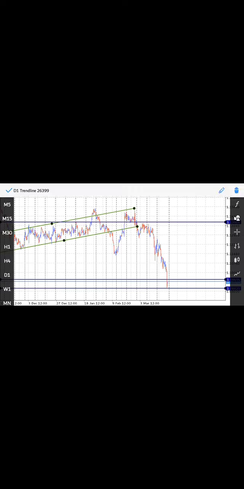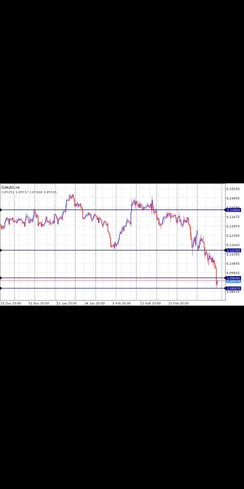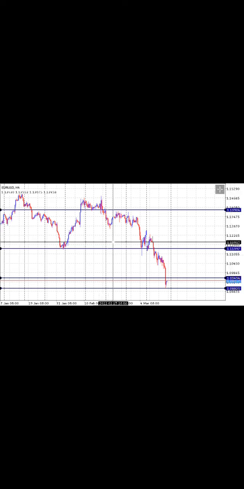Another liquidity you can see here again is this liquidity. There is liquidity here, this low here. So at this point, people will be entering buy orders. Price took out that liquidity, then rallied up.